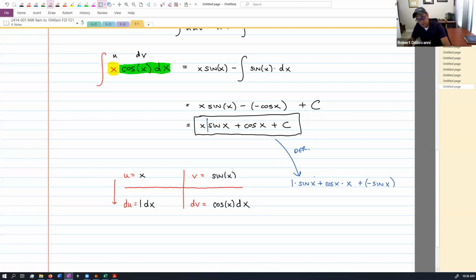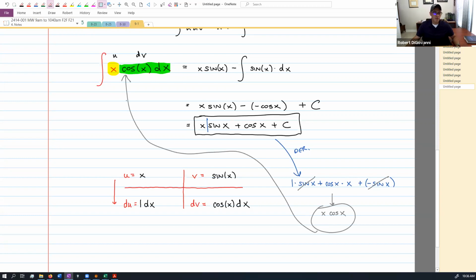And if you look at this, sine x cancels with that sine x. And all you're left with is this, which is really x cosine x. And that was the original integrand. And so it is, in fact, the antiderivative. Pretty awesome. Very, very powerful, the integration by parts formula. But it all comes down to you picking the right thing for the u and the dv.